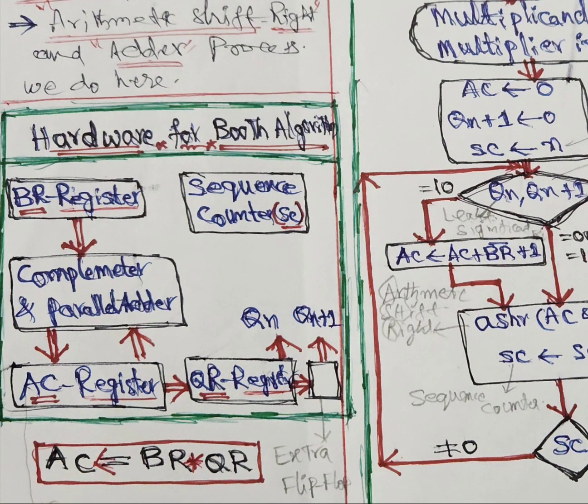Hardware implementation of the Booth algorithm. This is the title of the diagram: Hardware for Booth Algorithm. You need to draw this borderline, which I have drawn with the green pen.